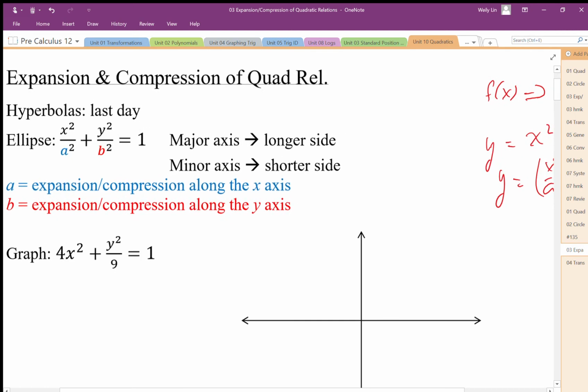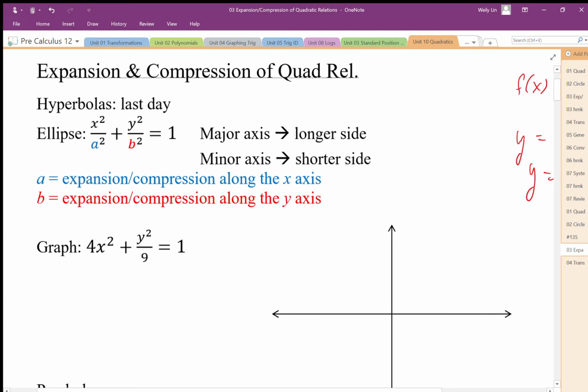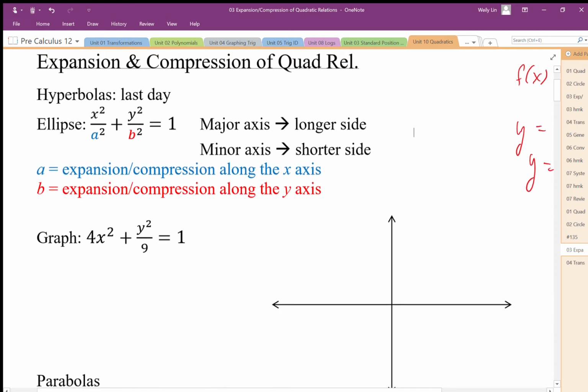So we're just going to make sure that we keep the a with the x and the b with the y. So the a represents expansion and compression along the x, b represents expansion and compression along the y. So what is really useful then is to put it into this ellipse form. So here we have it equal to 1, which is kind of like that. And it's very easy to identify the expansion factor on the y. Okay, so that's b squared is 9, so b value is 3.